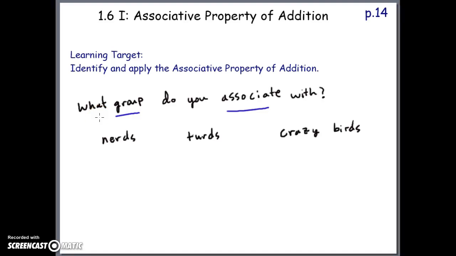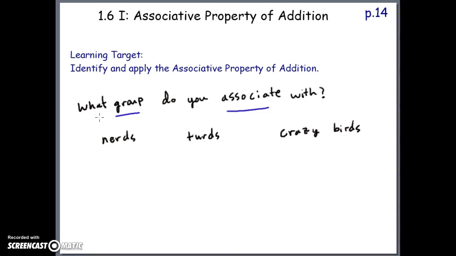Okay, today we're going to learn about the associative property of addition. Associative. This should be page 14 in your notebook. Our learning target today is to identify and apply the associative property of addition.